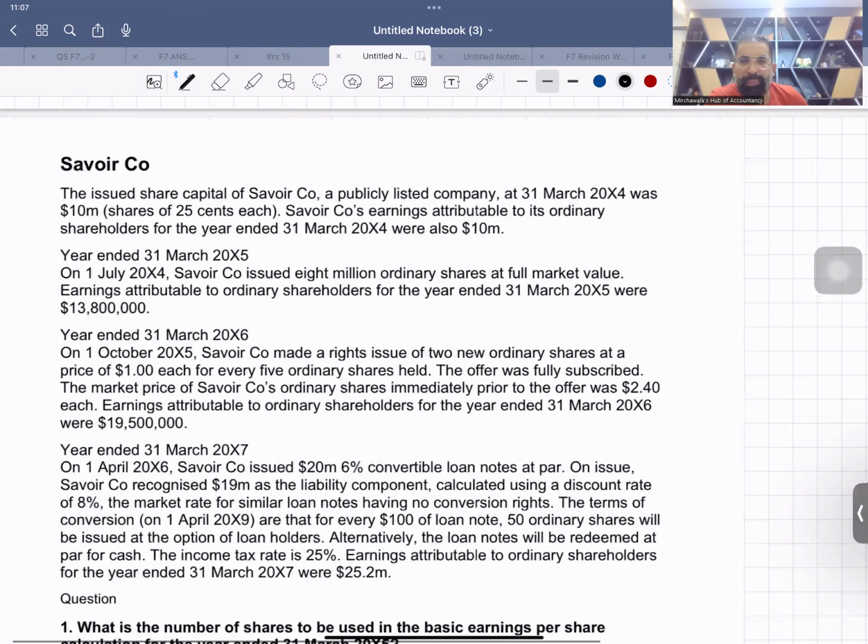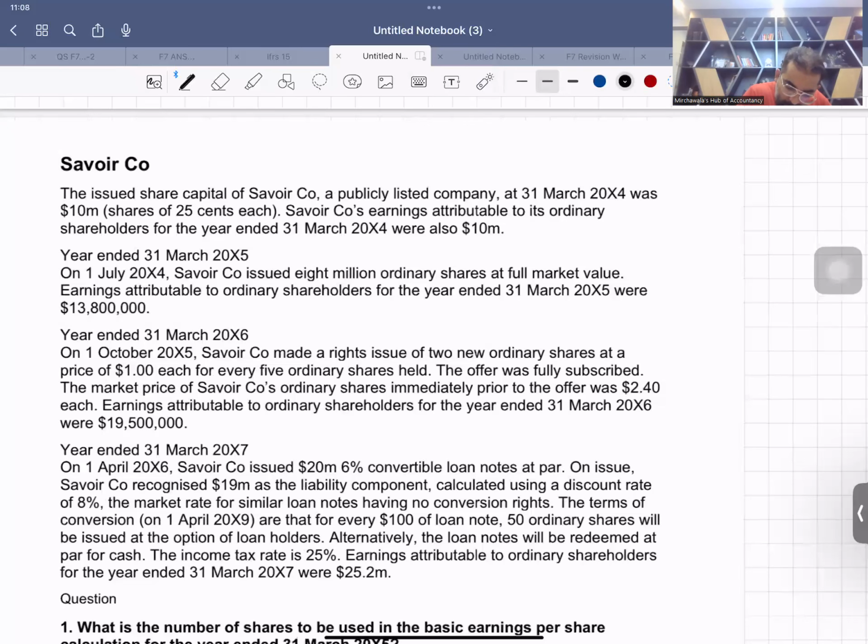The issued share capital of Savoy Company, a public listed company, at 31st March X4 was $10 million, shares of 25 cents each. Now, this is the share capital and this is the face value. So we all know how to calculate the number of shares. Whenever issued ordinary share capital is given and face value is given, we need to divide.